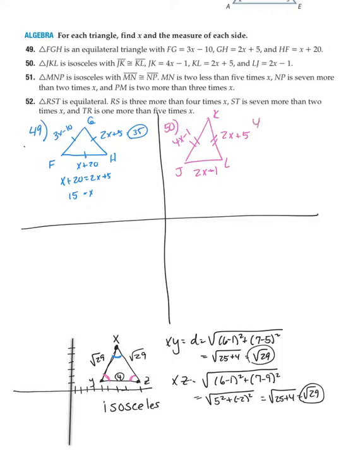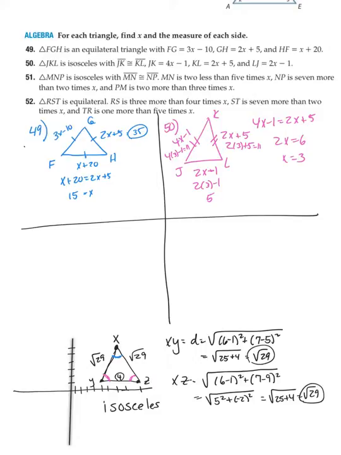Now let's set equal the congruent sides. X is 3. That's going to make that side 5. And then this side is going to be 11. Okay, so the JL is 5, and the two congruent sides are both 11.